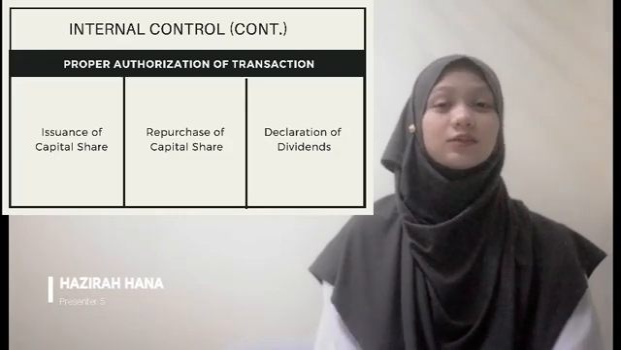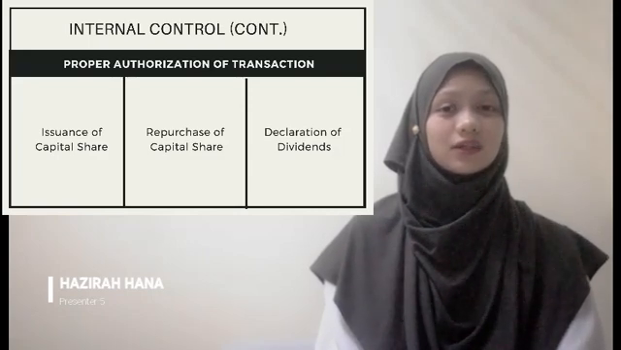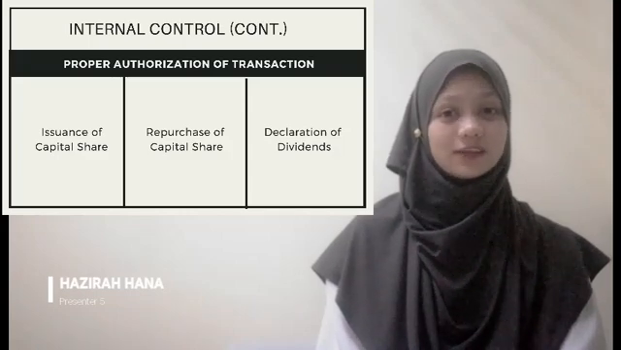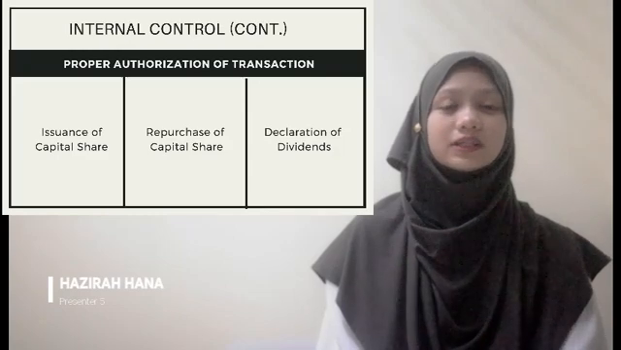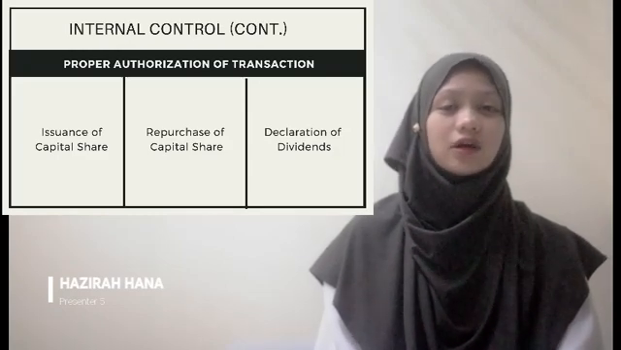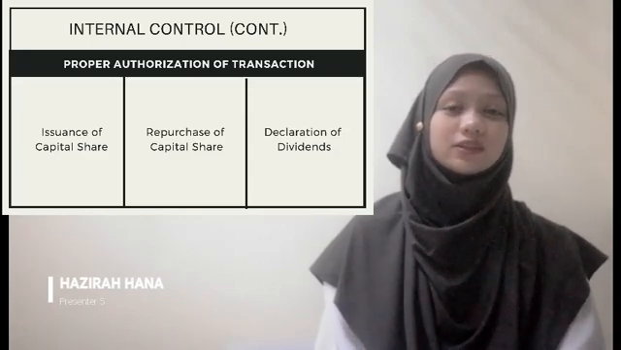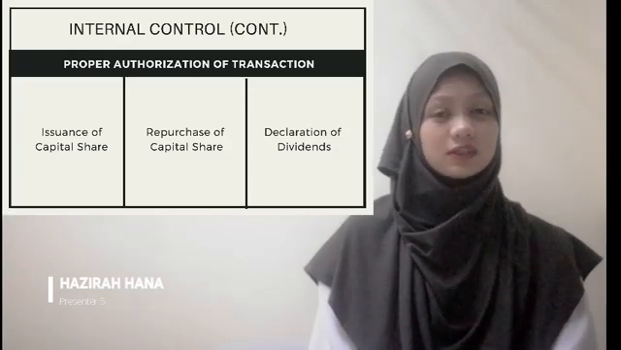The next one is repurchase of capital shares. In this repurchase, the common or preferred shares, the timing of the repurchase, and the amount to be purchased must be approved by the board of directors. And the last one is declaration of dividends. In this declaration, the board of directors must authorize the form of the dividends, such as the amount of cash that needs to be paid for dividends.